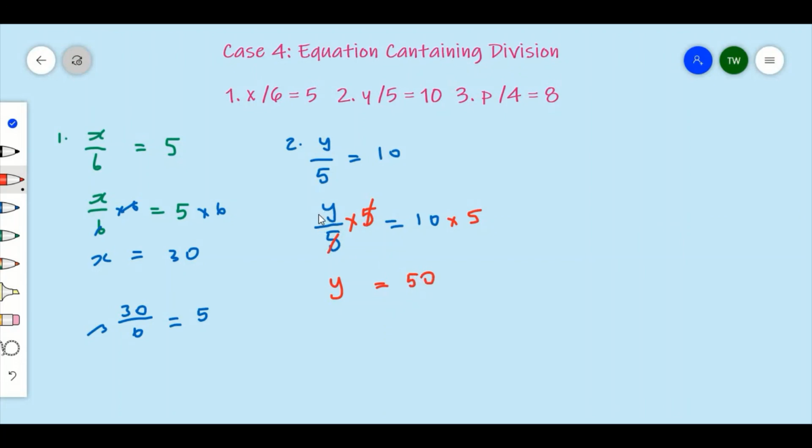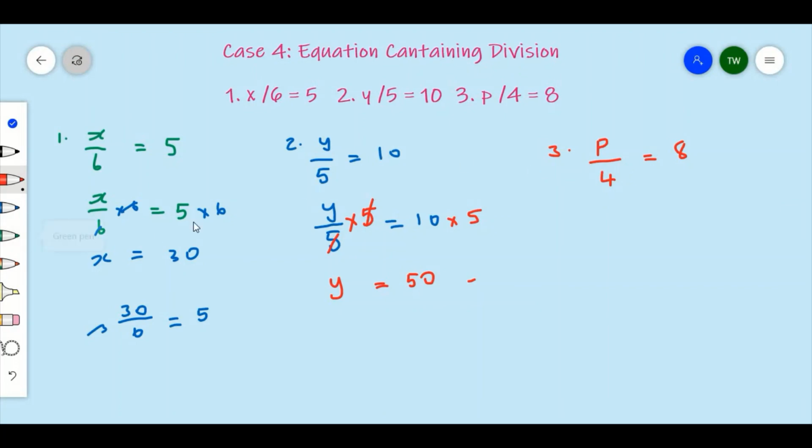Do a quick check. Replace y with 50. 50 divided by 5, that's going to equal 10. So our answer is correct. Now to number 3. We have p over 4 is equal to 8. In order to get rid of this 4, we need to multiply both sides by 4.